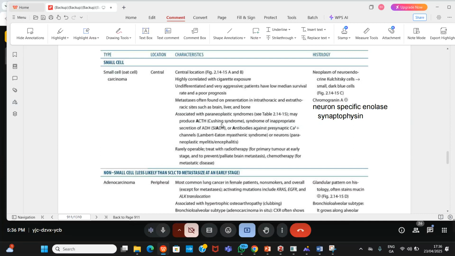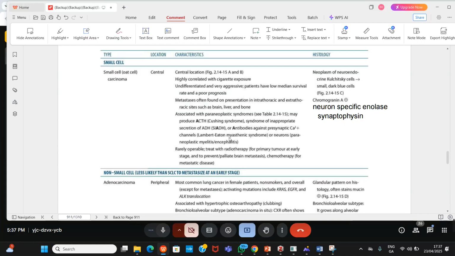So small cell is going to stain positive for chromogranin A, for neuron-specific enolase and synaptophysin. Now, what are the other things they are going to put there for small cell? Most of the time, small cell is metastatic. It will have gone far before they pick it. It will have gone to the BLB: the brain, the liver, and the bone. Very important stuff.